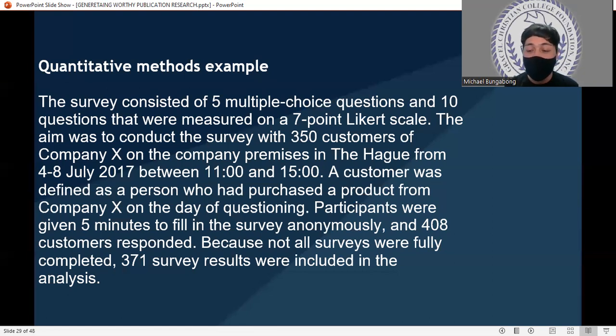Since we have 408 customers responded, it still depends on how big a sample population you want to get from your respondents. Because not all surveys were fully completed, 371 survey results were included in the analysis. So 408, and then some were not finished. So we have 371 survey results, but we only need 350. Our objective was to get 350 surveys; however, 371 survey results were included in the analysis.